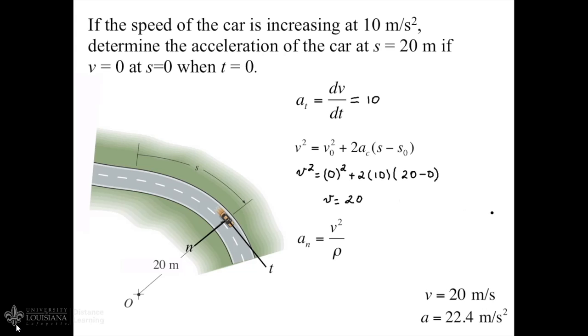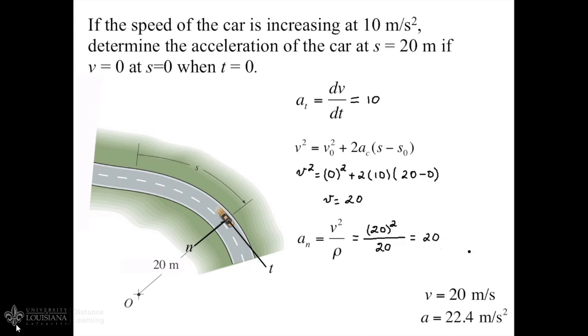Now that I know it, I can find a sub n, and that's simply equal to our value of 20, which we square, and we divide it by rho, which is 20. Of course, working this through, we get an answer of 20 meters per second squared.